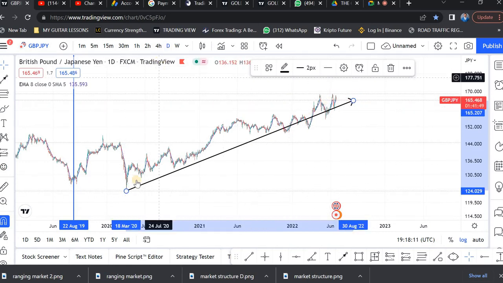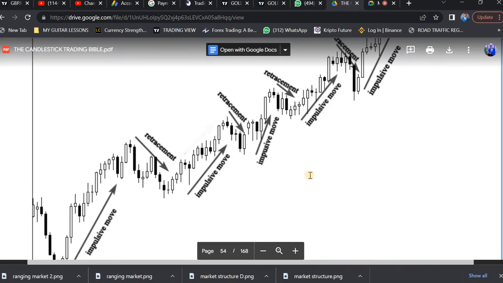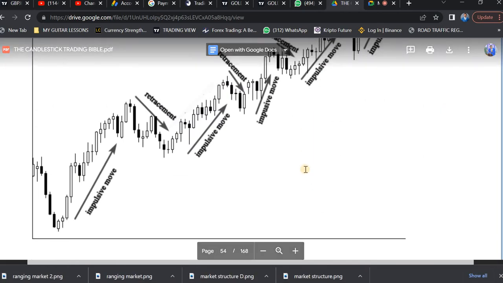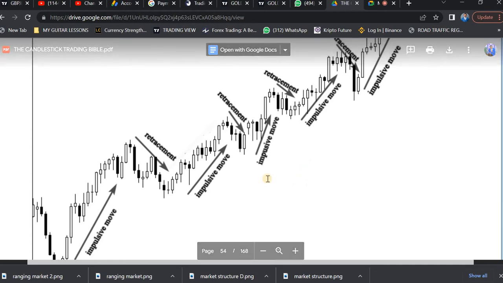On the daily time frame, the market is moving up. Now when the market is moving up, it basically means that the price is moving up. Kindly take note of that, and then I'll show you how to trade an uptrend market. So let's go back to how to identify an uptrend market, or the characteristics of an uptrend market.